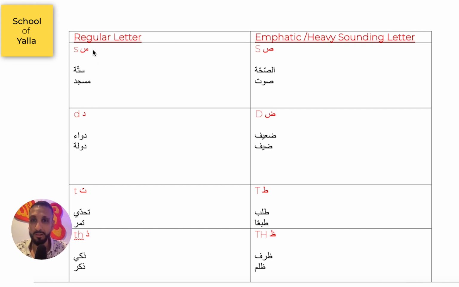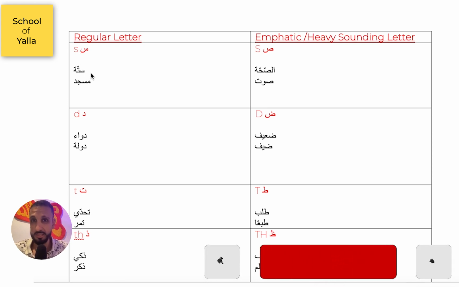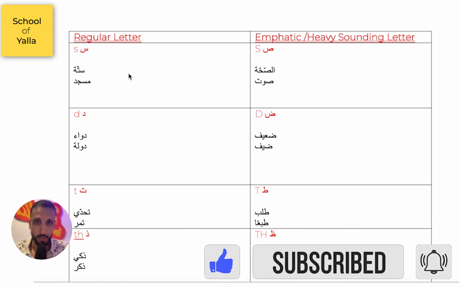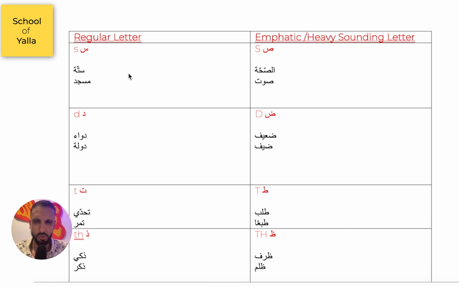So regular letter, again, sin, this is the letter sin, S. We have the word sitta, or sittin, ami, this means six, sitta, regular sa. If I were to pronounce this using the emphatic, this would be sutta, but it's not sutta, it's sitta, it's soft, it's regular. Same thing here, masjid, not masjid, it's not a sad, it's a sin, masjid.